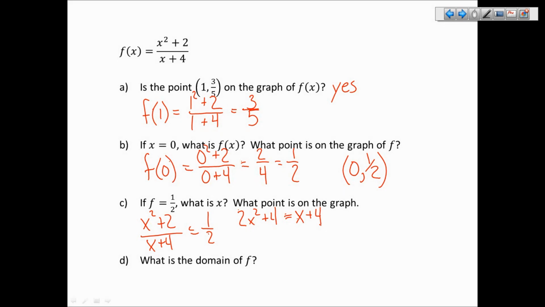Now this is a quadratic. I'm going to solve it like any other quadratic. Let's bring everything over to one side. 2x squared minus, canceled. Now this is nice for factoring. I'll just pull out my x.